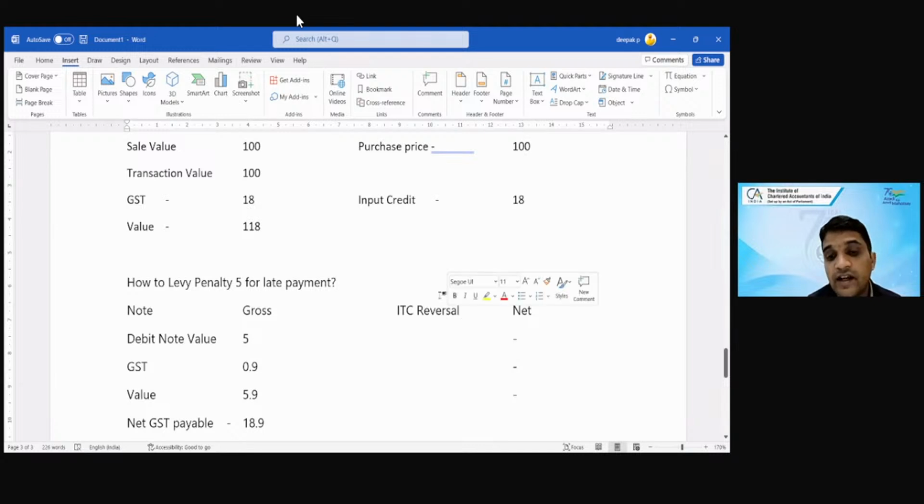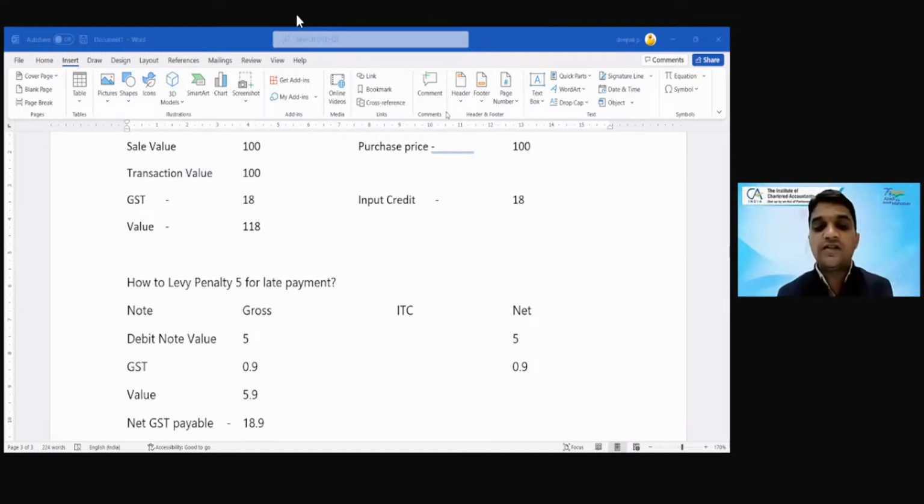ITC, what he can claim, will be on 100. He has already claimed on 100, 18 rupees is claimed. ITC, what he can claim, will be on 5 rupees. On 5, he can claim 90 paisa. So this is how increase in value, interest, late payment and fees will be given to him, only for 5 rupees with a debit note.